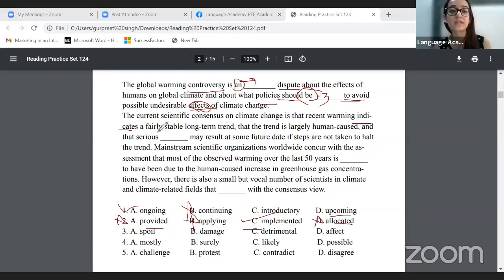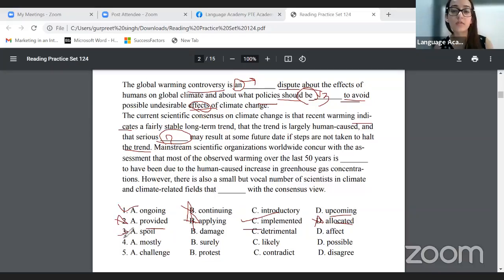Recent warming indicates a fairly stable long-term trend, that the trend is largely human caused, and that serious dash may result at some future date if steps are not taken to halt the trend. Now, one serious dash. So we need a noun. Serious dash may result. What may result? You should always try to create a question on the blank. Whenever your question is what, the answer will always be a noun. So you can eliminate anything which is not a noun.